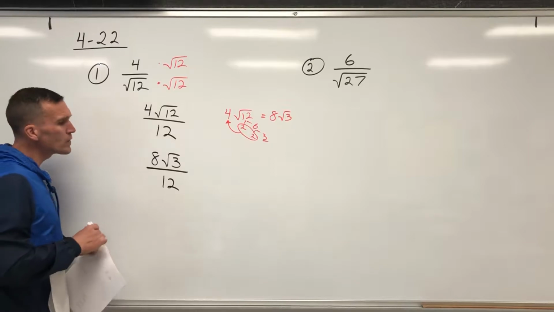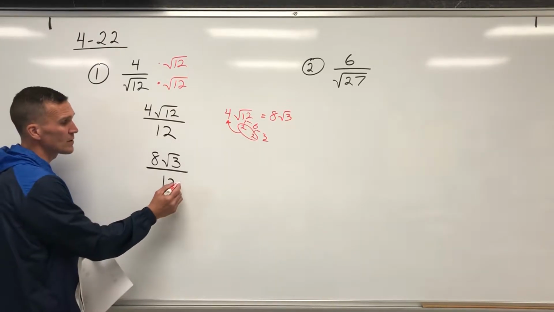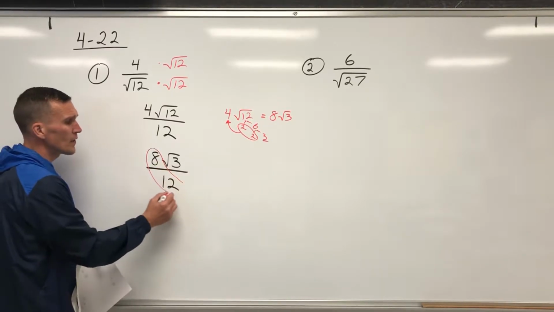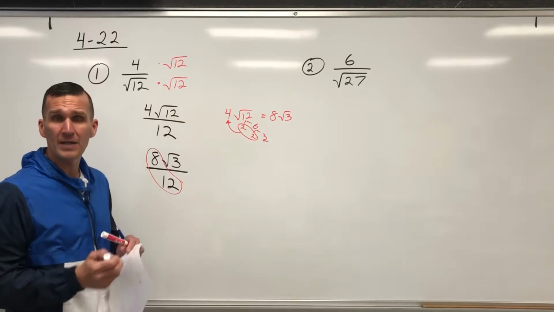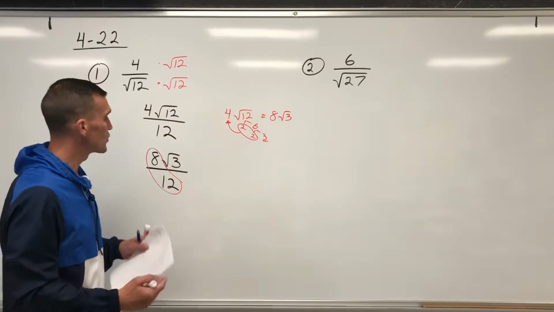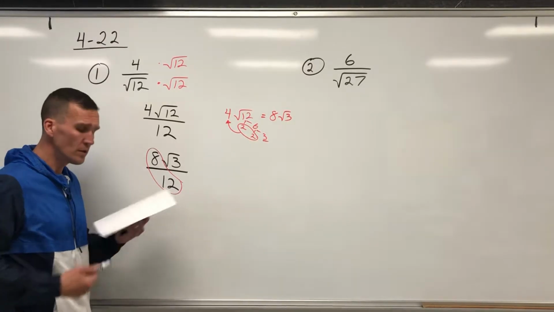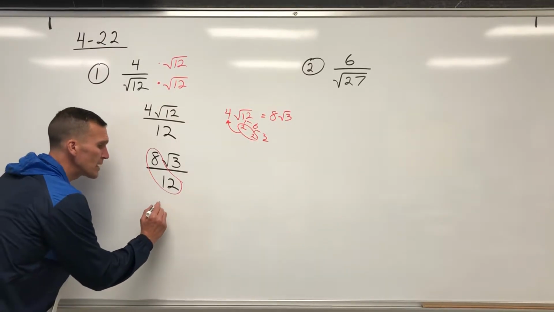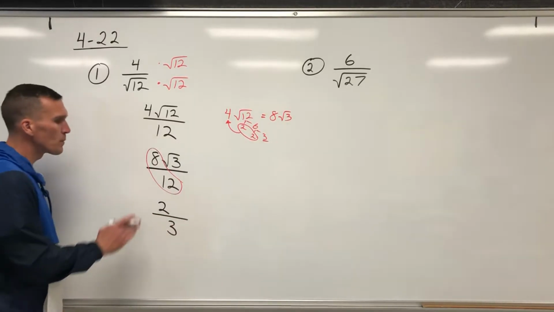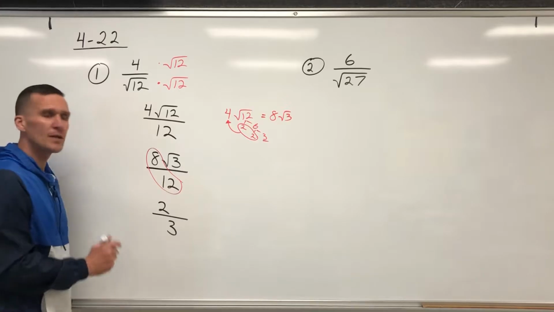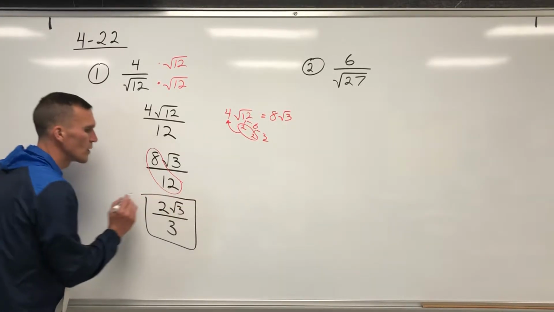So right now I'm only looking at the outside pieces. Sometimes they stay the same, sometimes they reduce. So I look at the outside 8 and the outside 12. Well, 8 divided by 12 reduces. You can use a calculator, your fraction key, or know that they're both divisible by 4. So the 8 becomes 2 and the 12 becomes a 3. But it's not just 2/3. You can't forget about the square root of 3. So it's 2 rad 3 over 3.